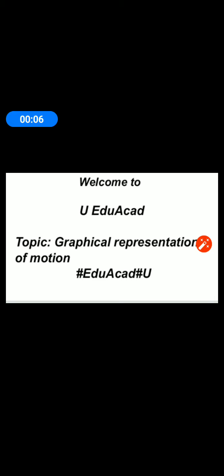I'm your science teacher, and today we will start a new topic, that is graphical representation of motion. Here we will study how motion is represented on a graph.